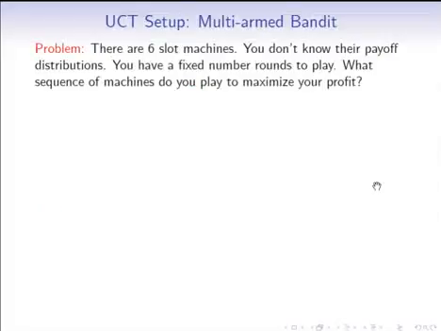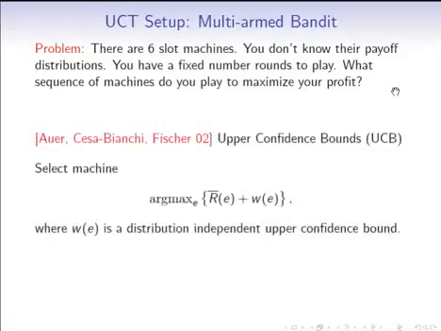And that brings us to the second building block of the UCT algorithm, which is called the multi-arm bandit problem. So imagine that we have 6 slot machines, and we don't know the payoff distributions of these 6 slot machines ahead of time, but we have a fixed number of rounds to play these machines. The basic question is, what sequence of machines should we play so that we maximize our profit? In other words, we have to learn the payoff distributions as we play.